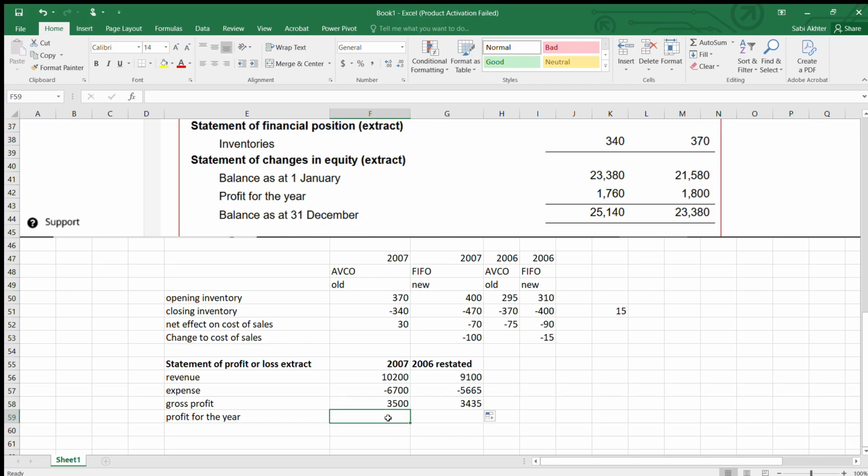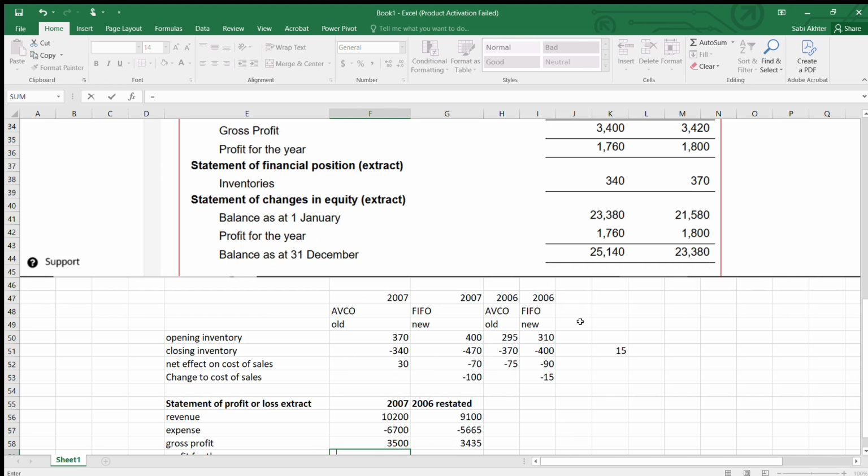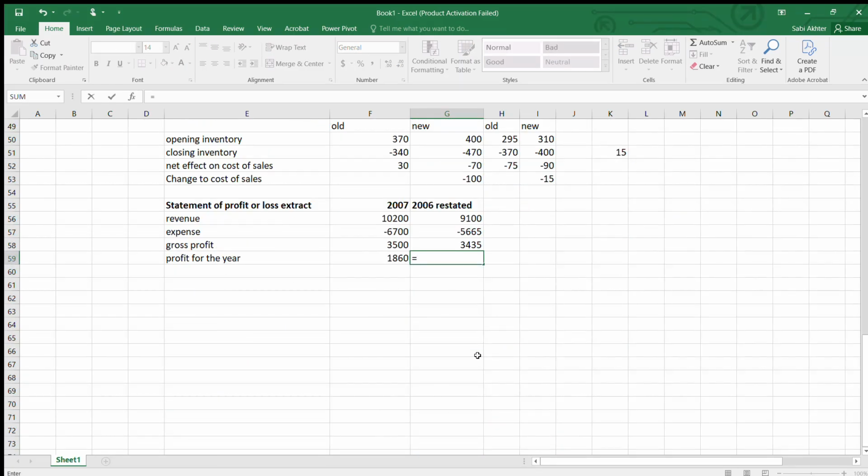How do you get the profit for the year? Whatever you have deducted here, see here you have minus 100, and here you have minus 15 for 2007. Do the opposite. For profit you have to add 100 here, add 15 here with the profit already given to you. Okay, you have been given the profit figure 1760. So 1760 plus 100. That's what you do. And here the profit for the year is 1800 plus 15. That's what you do.